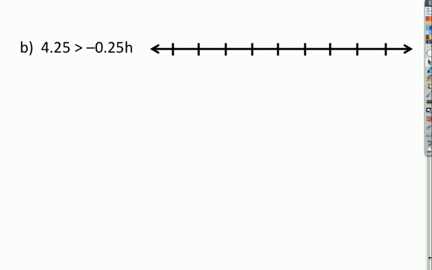Cheyenne? Okay, so the variable's on the right side again. But now we know how to deal with all of those. What will happen if we were to solve this? What significant detail must we pay attention to? The number that's next to the variable is negative 0.25. Good, so it's a negative number. What are we going to do when we solve this?